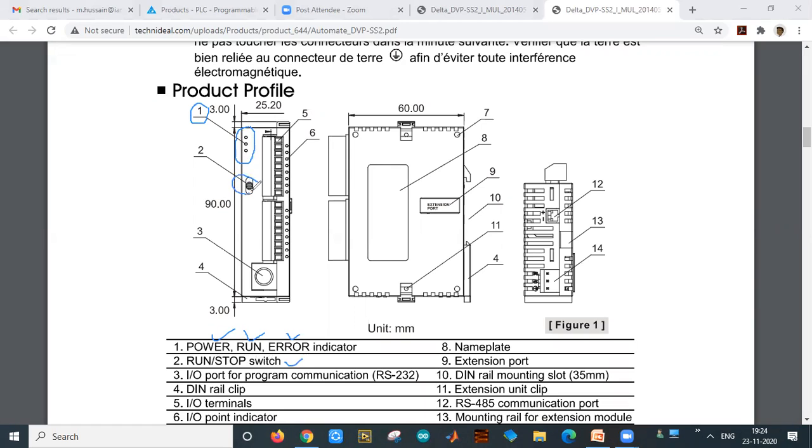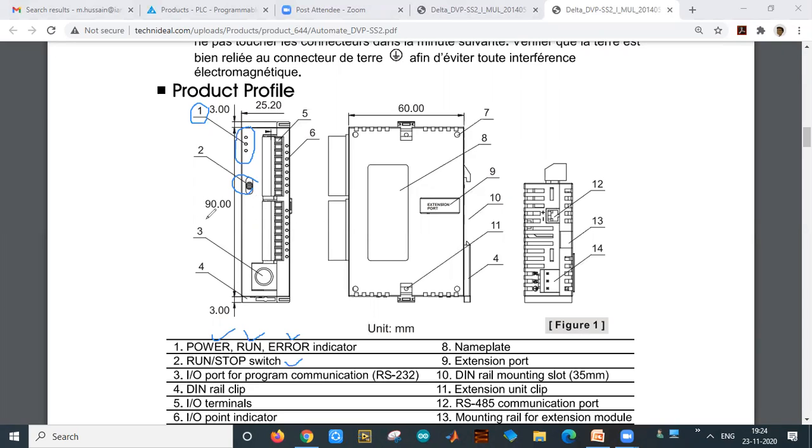There is also one run or stop switch. This switch can be kept in run mode or stop mode. If you want to make the PLC work, then it should be in run mode, else you can keep it in stop mode.